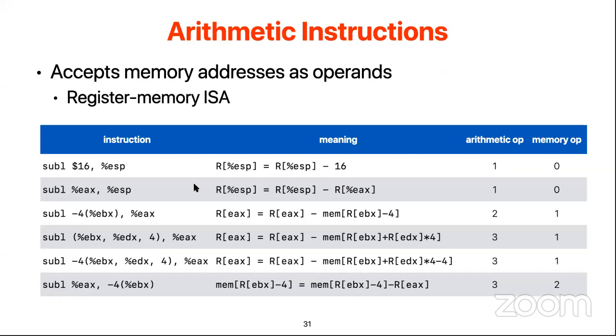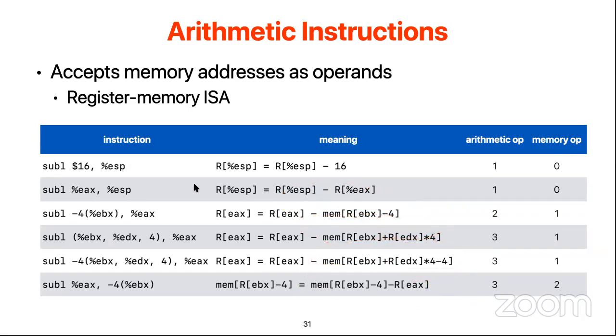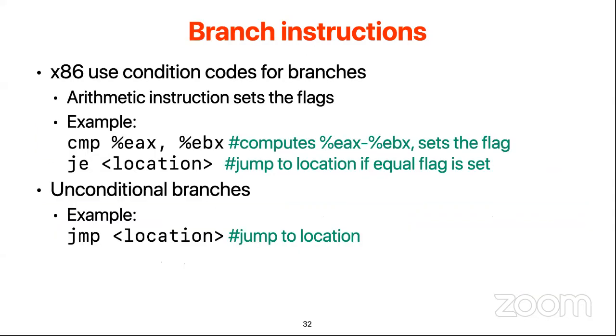And for x86, there are also arithmetic instructions, and as you can see, it's even more complicated: arithmetic instructions can access memory as an argument. But for MIPS, remember, only the load and store instructions can access memory. That's a totally different story. Branch instructions have compare and jump, and that part is similar.